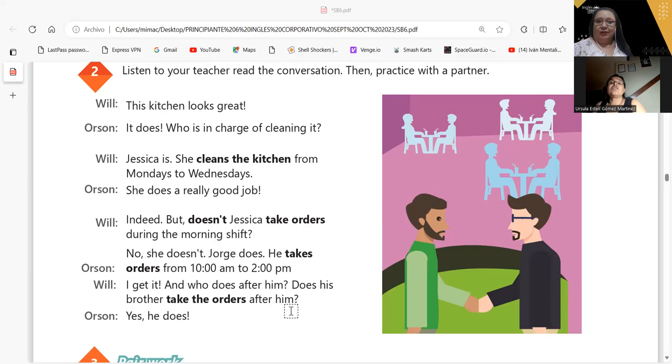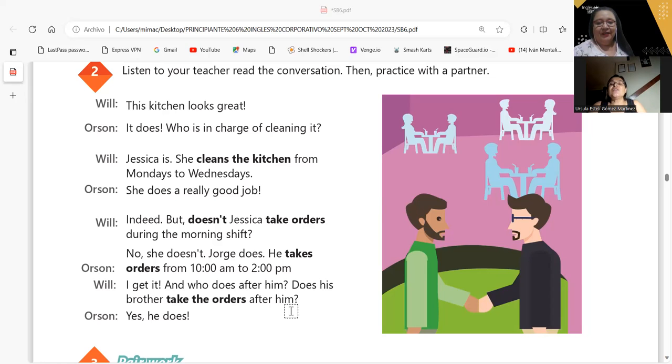This kitchen. Okay, you are okay. This kitchen looks great. It does. Who is in charge of? No, we have to switch. No, you start. Yes, I was right. Sorry.